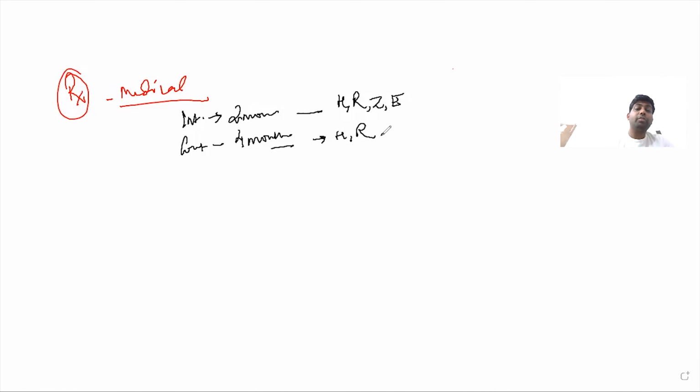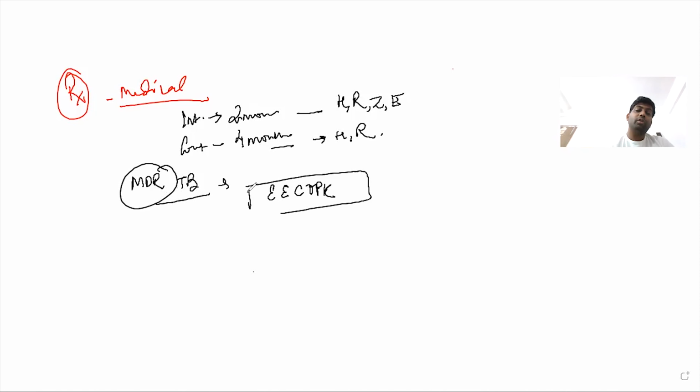Now, what happens if the patient is having multi-drug resistant tuberculosis, that is, the patient is resistant to both isoniazid and rifampicin? Then we use another regimen, which is known as EECOPK. What does EECOPK stand for?